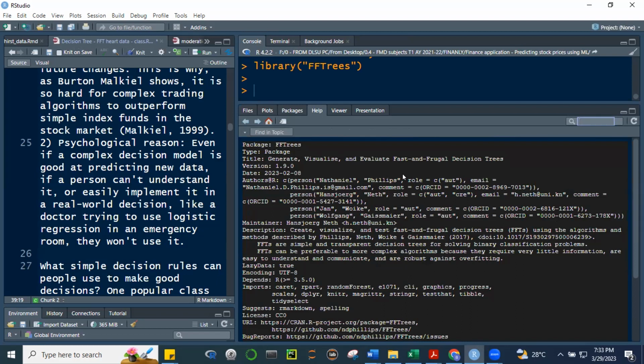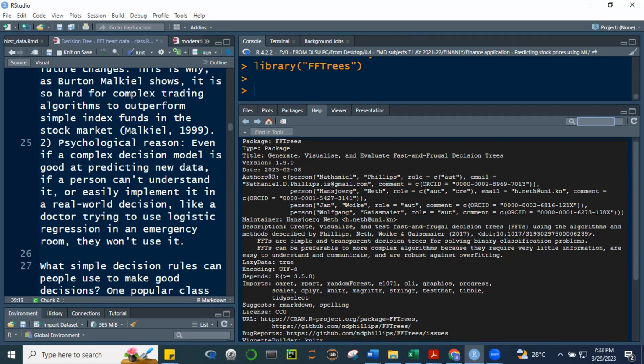Okay, fast kasi mabilis nga siya kasi it tends to just choose yung pinaka-importante doon sa mga data, no? And then frugal siya, so matipid, no? So the main author nito is Phillips. Okay, siya yung main author, together with others, author, creator din, but I think si Phillips yung main author.